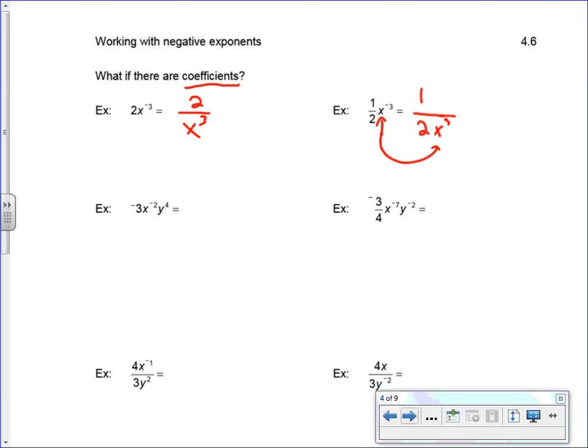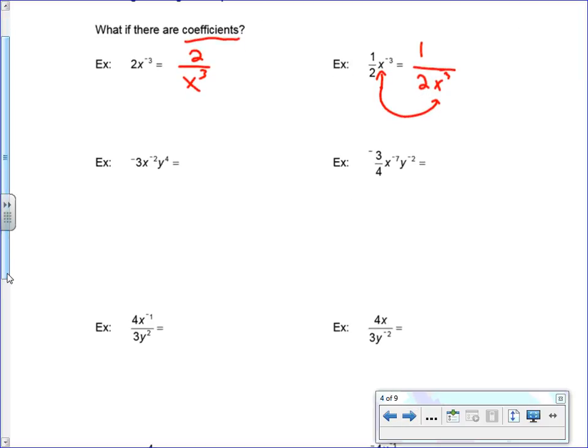All right, take a look at the next example. We'll put a fraction here, fraction bar. And your job is to put each of those pieces in the correct place, all right? The rule is, if it has a negative exponent, flip it. If it doesn't have a negative exponent, don't flip it. So everybody try this example.